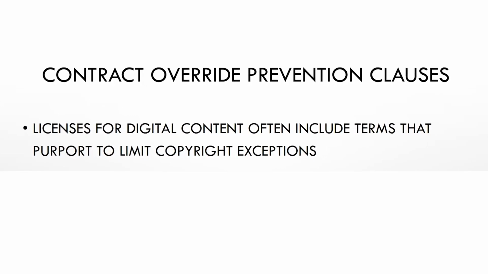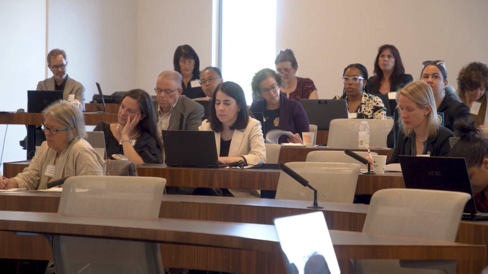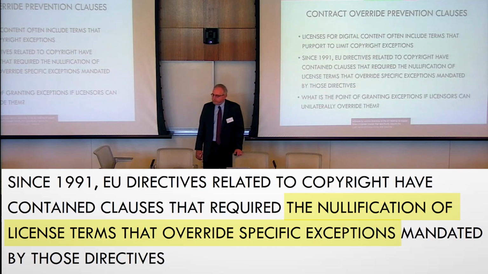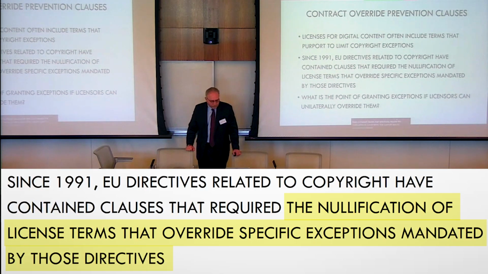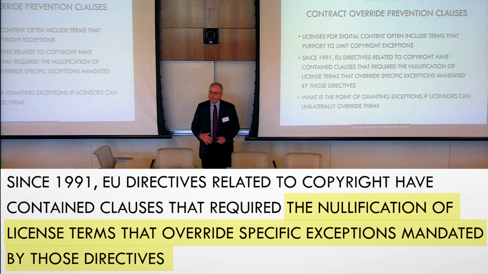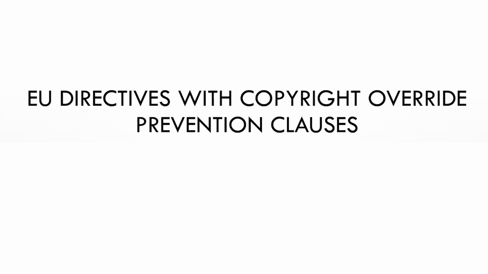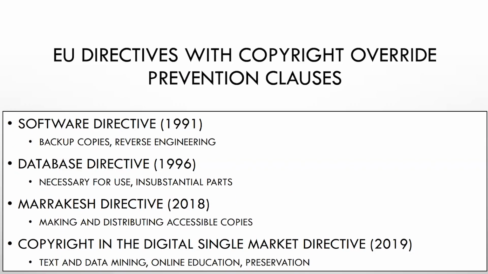Since 1991, various directives in the EU relating to copyright have contained clauses that specifically require the nullification of license terms that override specific exceptions mandated by the directives. The basic principle is, what was the point of negotiating and adopting these exceptions if the licensor could simply override it with a license term? That's the very simple principle. And that's what the folks starting in the Commission recognized back in the 1990s and have carried forward. So far in 4 directives, we have these clauses.